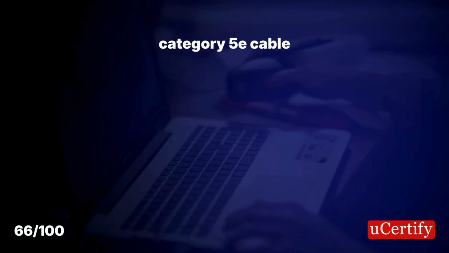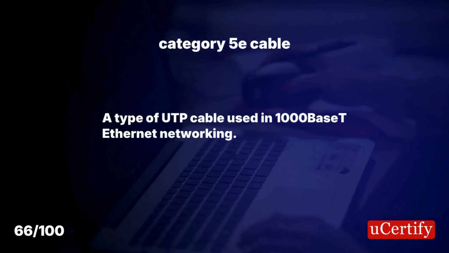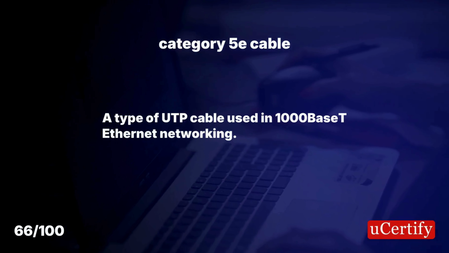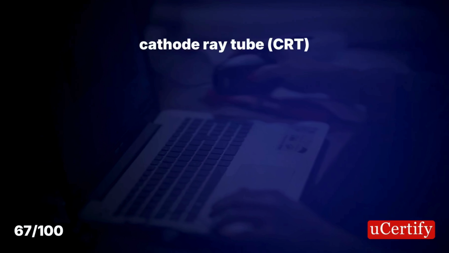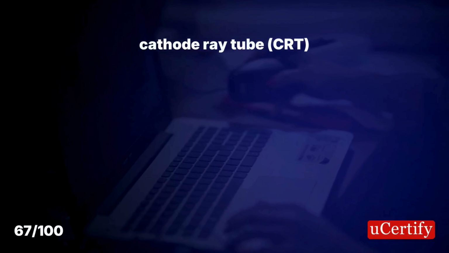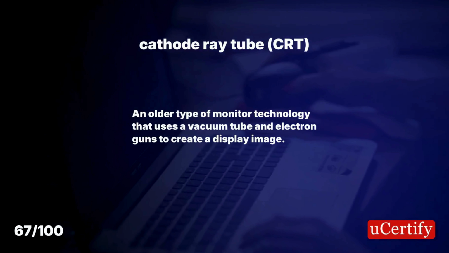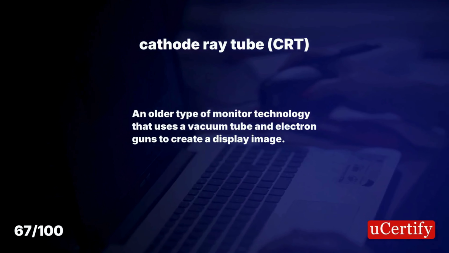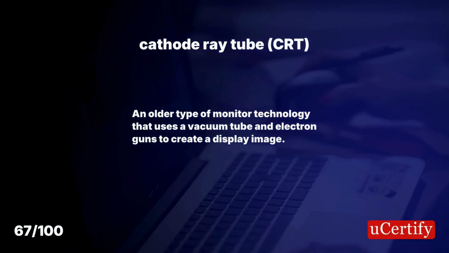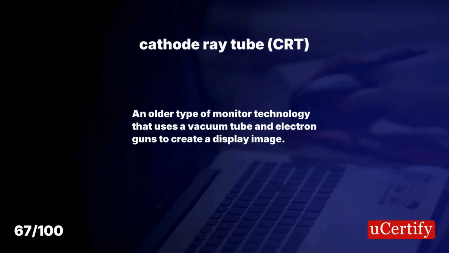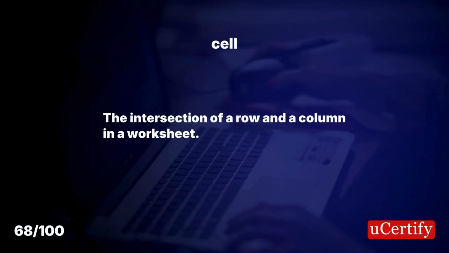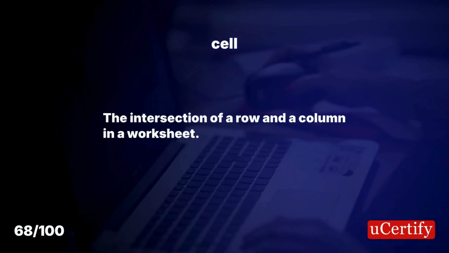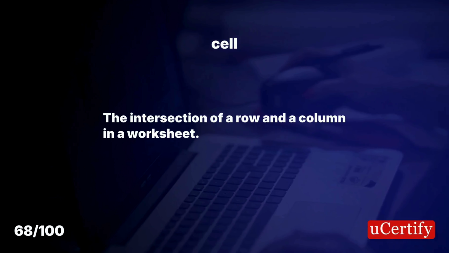Term: Category 5E cable. Definition: a type of UTP cable used in 1000 base T Ethernet networking. Term: cathode ray tube, CRT. Definition: an older type of monitor technology that uses a vacuum tube and electron guns to create a display image. Term: cell. Definition: the intersection of a row and a column in a worksheet.